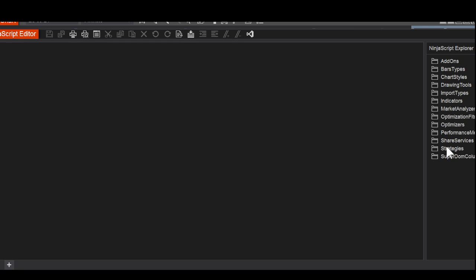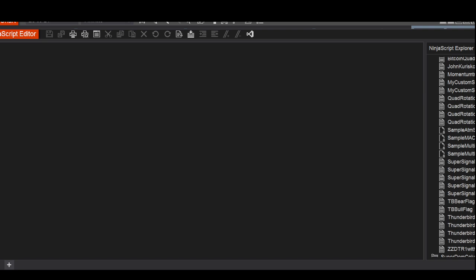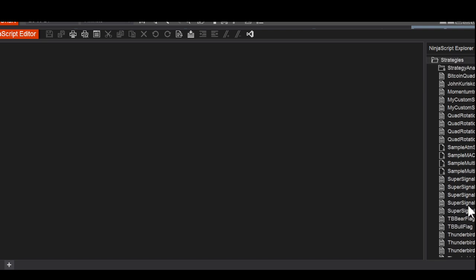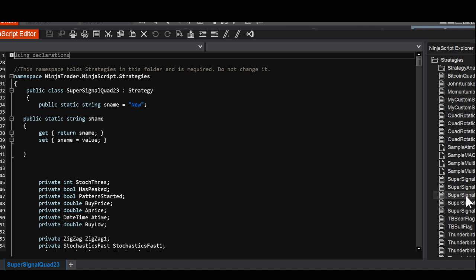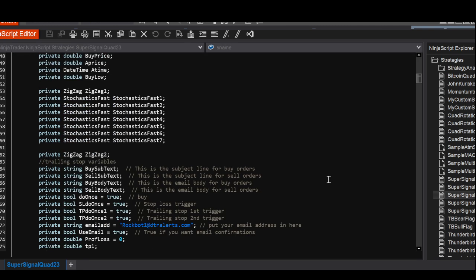All right, so we're going to go to Strategies. These are all my different strategies I'm working on. Let's go to Super Signal Quad 23.